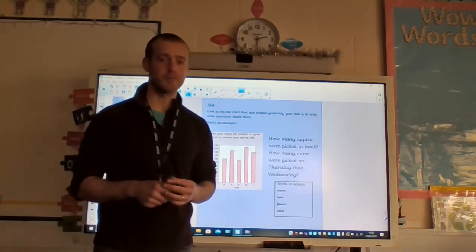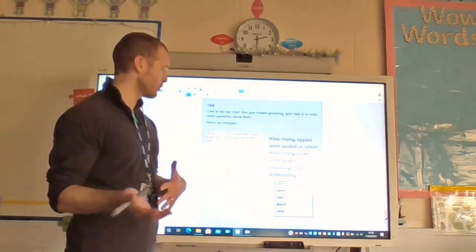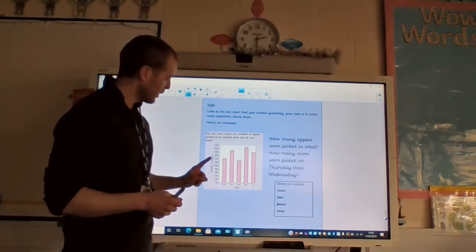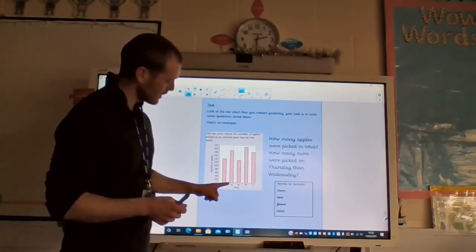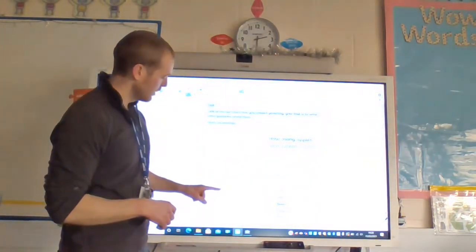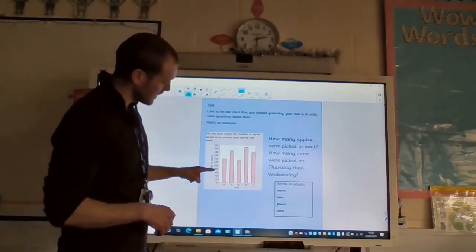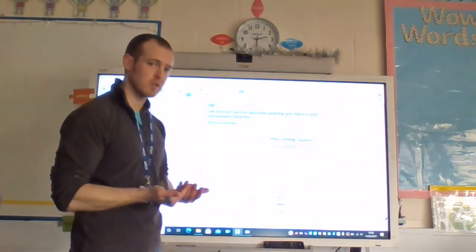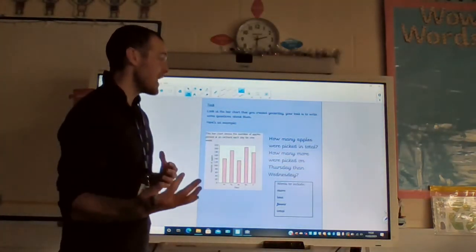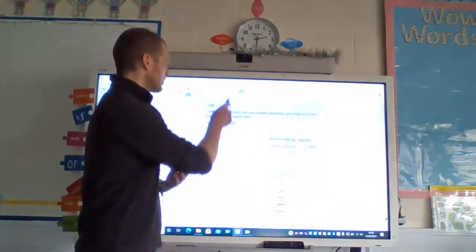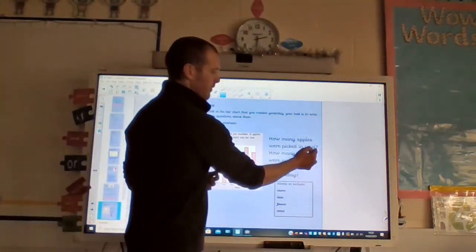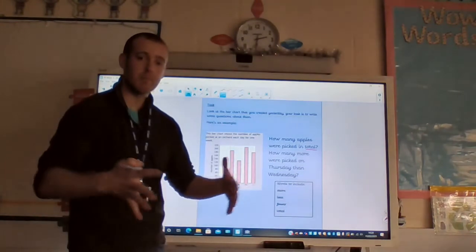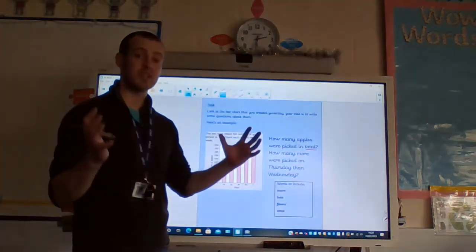Here's some examples. This bar chart shows the number of apples picked at an orchard each day for 1 week. Number of apples picked, days, Monday, Tuesday, Wednesday, Thursday, Friday. My increments are jumping up in 20s here. Remember we talked about increments and thinking about what that looks like when we're creating a chart. Okay, here are my questions. How many apples were picked in total? You can see that I've used some of our question writing language to help me write a good question. Total means to combine, which means we're going to be adding them up all together.